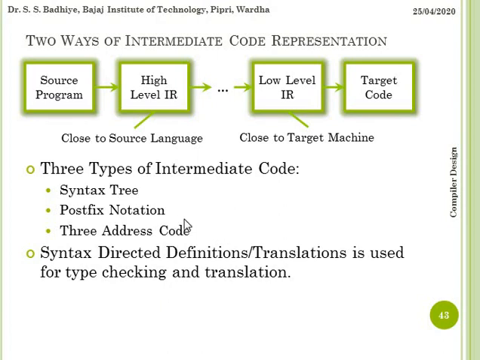So by using these definitions and translations, we will perform type checking and generate three address code or postfix notations. In the next lecture we'll see what a syntax tree is, and how syntax directed definitions or translations are written to generate a syntax tree for a given expression. In a similar way we'll look at how three address codes are generated by making use of syntax directed translations or specifications. Thank you.